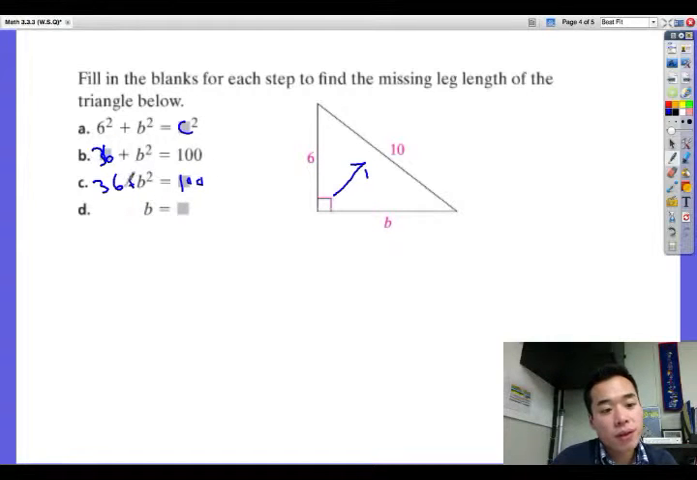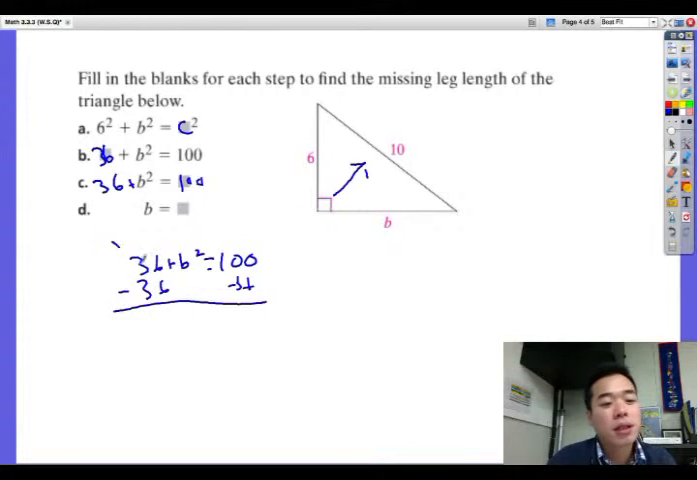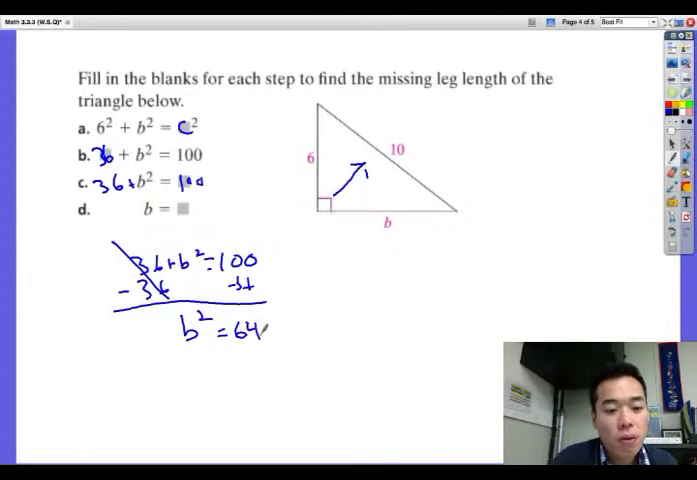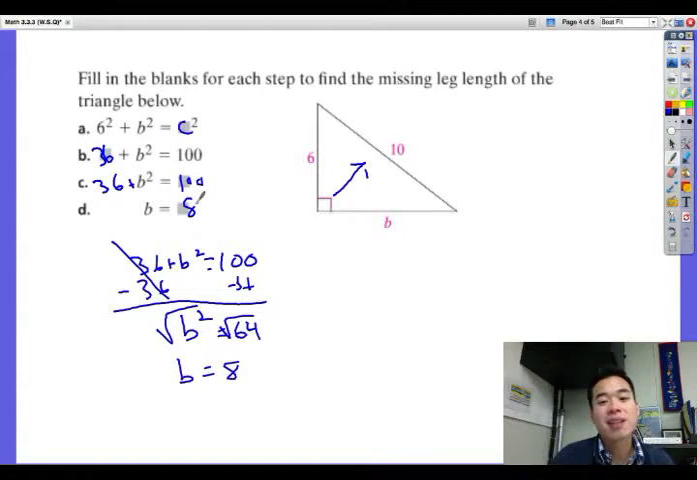In order to solve for this, I would subtract 36 from both sides. Okay, so I get 100 minus 36 is equal to 36 plus B squared minus 36. This goes away. I get B squared is equal to 64. I square root both sides. B is equal to 8. And that is my missing length. By the way, 6, 8, 10 is definitely a Pythagorean theorem triplet.